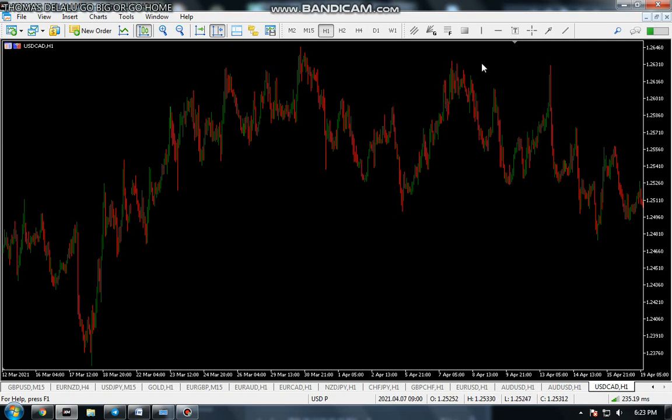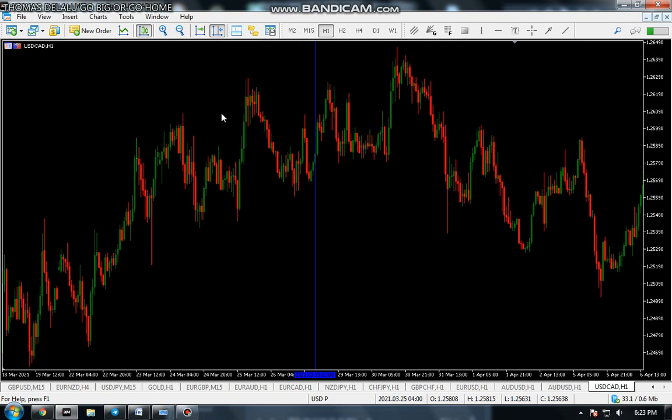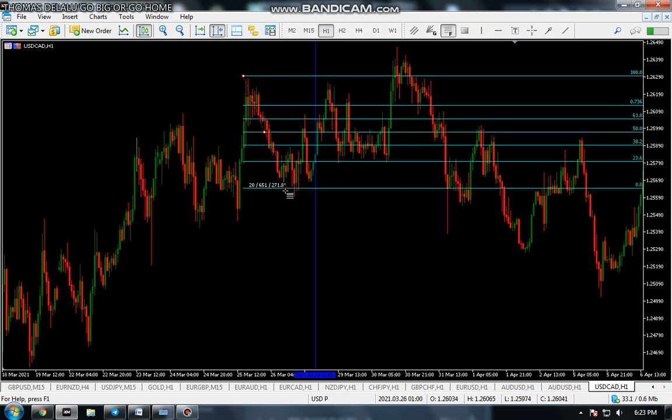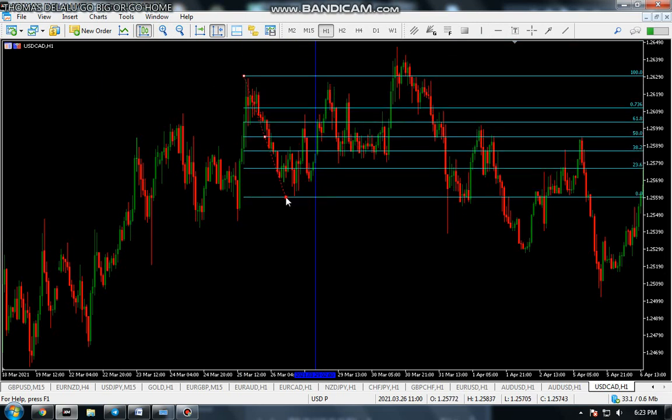Here is a rally of price. Let's assume that price is here, on the blue. So how are we going to benefit from this falling move? This is how you do it. Get your Fibonacci and swing it from high to low.